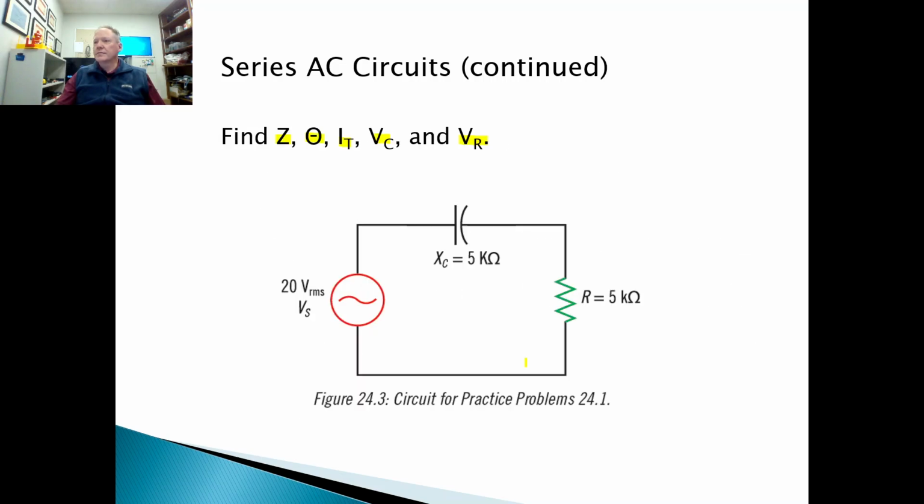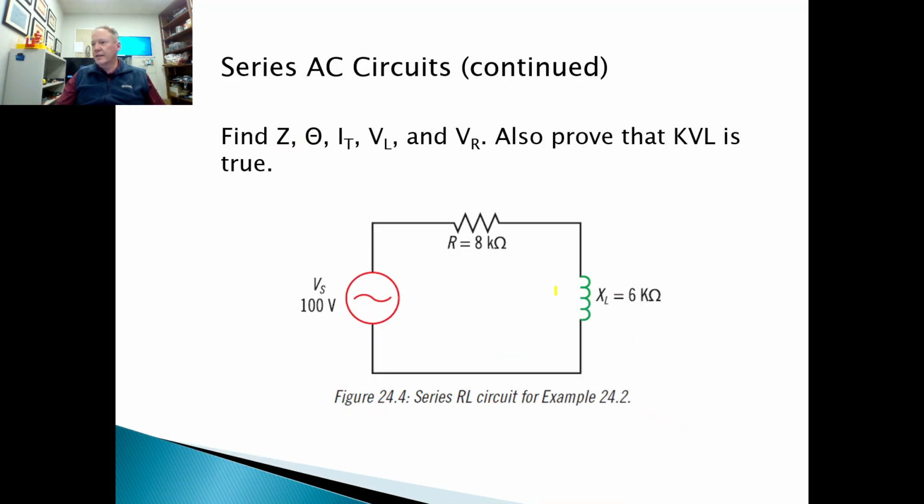All right, so here's where we do it with this circuit. So now we have a source voltage of 100 volts. We have a resistance of 8K. We have an inductor with the inductive reactance at 6K. And we're going to calculate impedance, theta, total current, voltage across the inductor, voltage across the resistor. And then we'll do a Vs equals VL plus VR to prove that KVL is true.